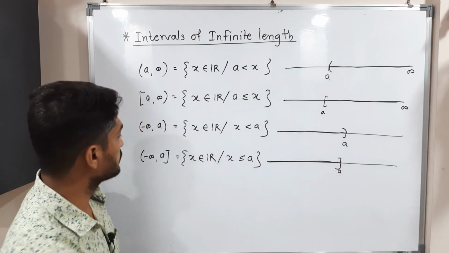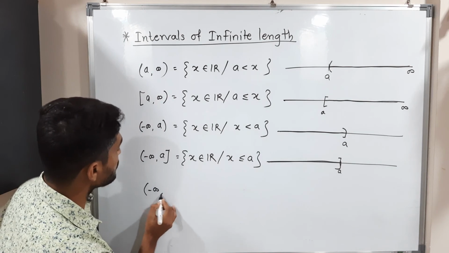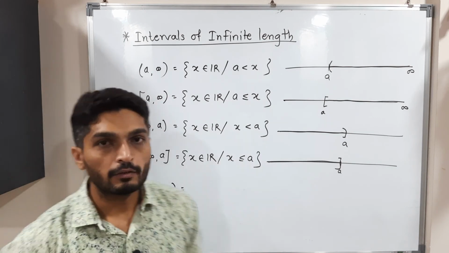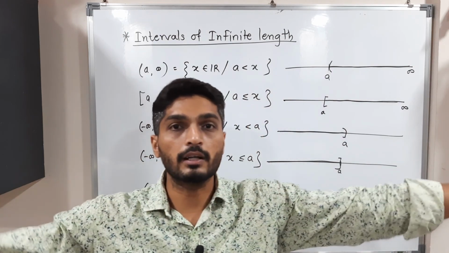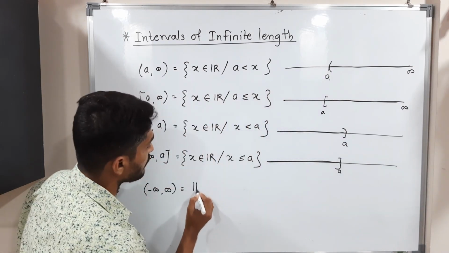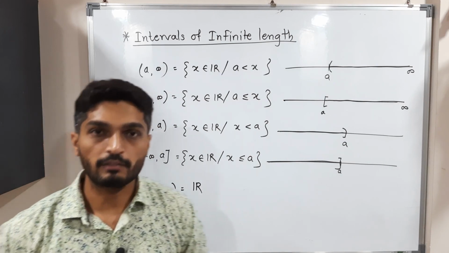The next interval is minus infinity to infinity. On the right hand side we have minus infinity to infinity, so the entire real line. This is nothing but R. So these are intervals of infinite length.